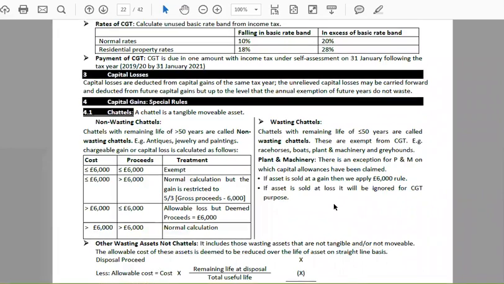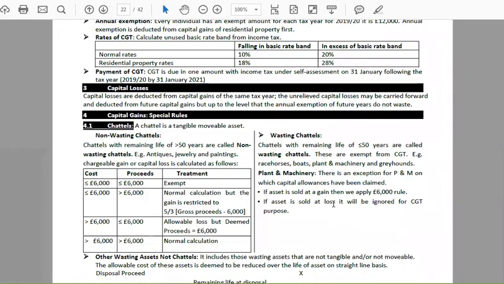Okay. In our last class, we covered the fundamental concepts of capital gains tax and how to calculate the tax. There was one point pending, that was payment of capital gains tax. Capital gains tax is due in one amount with the income tax. We pay income tax and capital gains tax on the same date under self-assessment, on 31st January following the tax year.